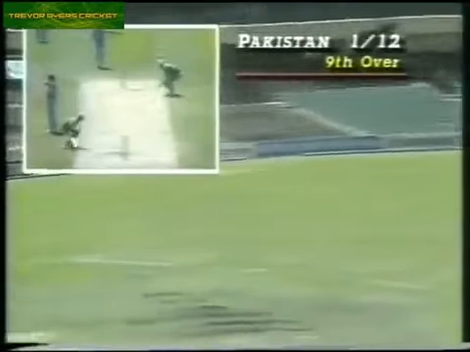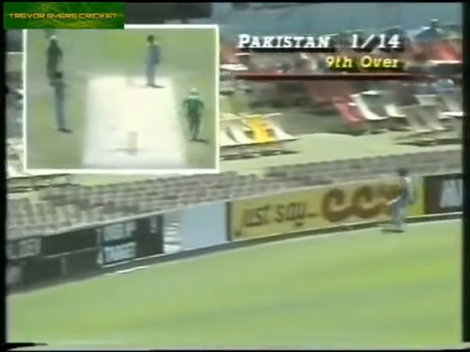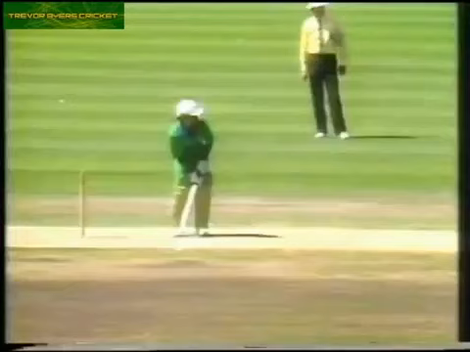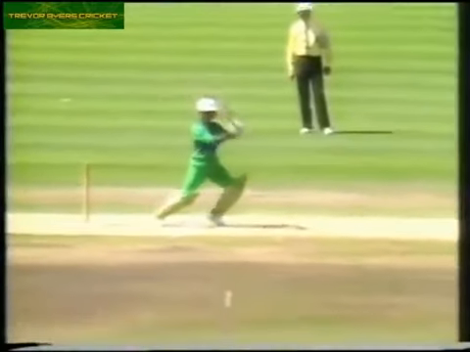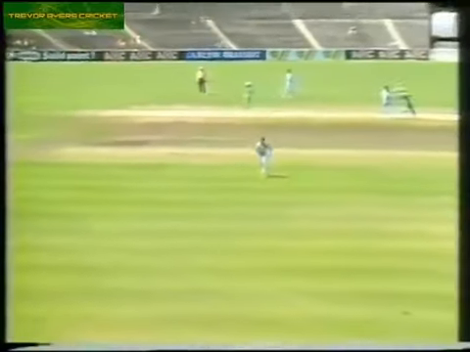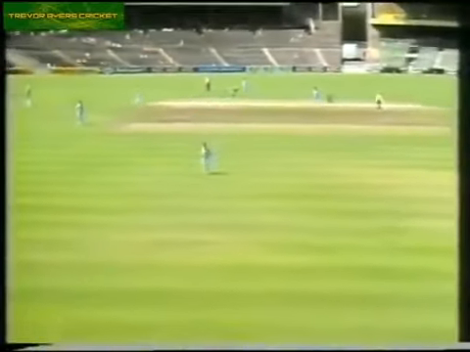Well, that's hit away beautifully through the gap on the offside. Zaheer Abbas finding the gap there, and that ball running away over the top of this very quick outfield. It's the first boundary of the day. Good afternoon, Keith. Afternoon, Tony. And that first boundary, a long time coming for the Pakistani.